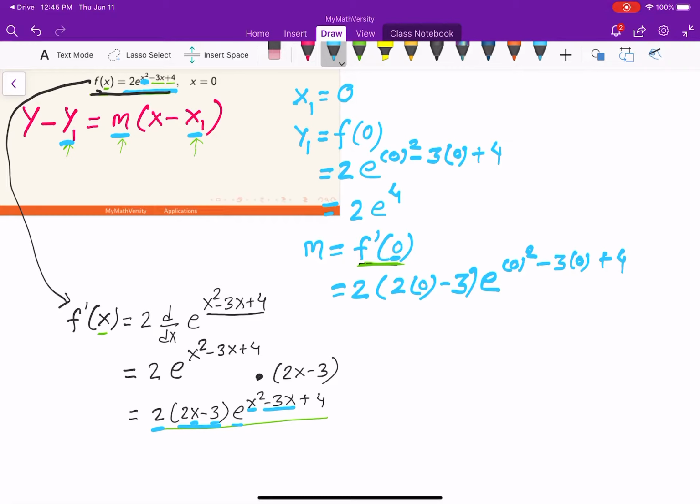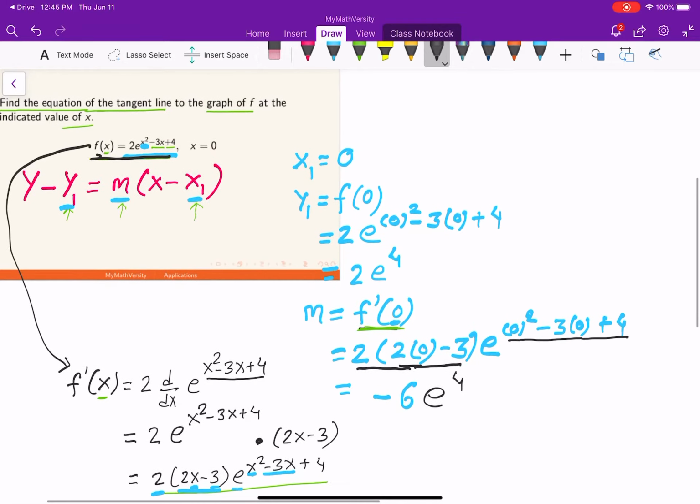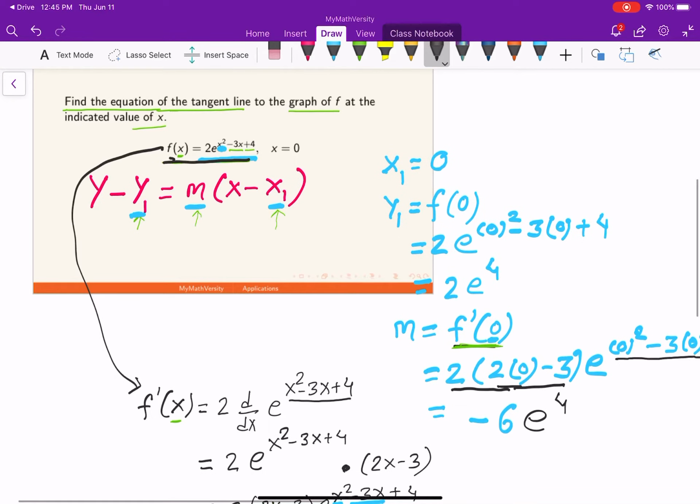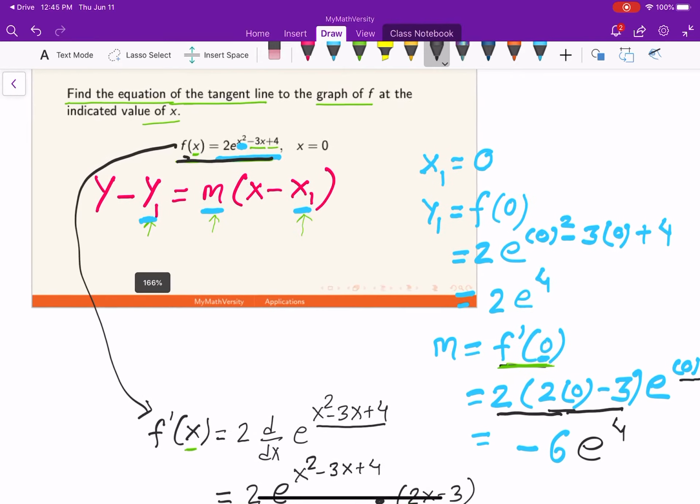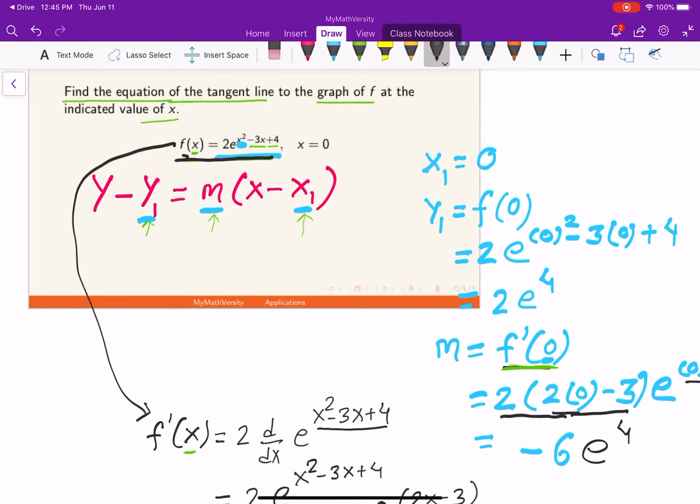So let's try to calculate this. This is equal to 2 times, so what do we get here? 2 times 0 is 0, 0 minus 3 is negative 3, negative 3 times 2 will be negative 6. Write that down. In a similar way, we have 0 square, which is 0, minus 3 times 0 is 0, plus 4 will be just 4. So we have negative 6 times e to the power 4 as the slope of the tangent line. So we have figured out all of the necessary information, I assume, to find the equation of the tangent line.